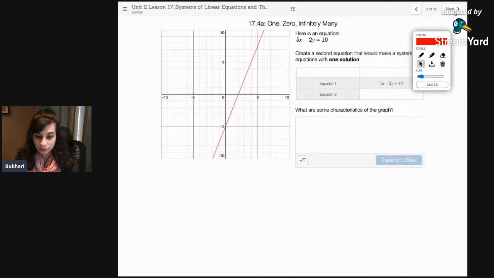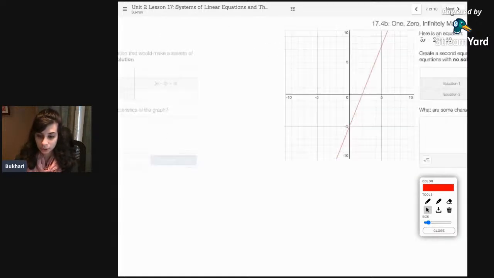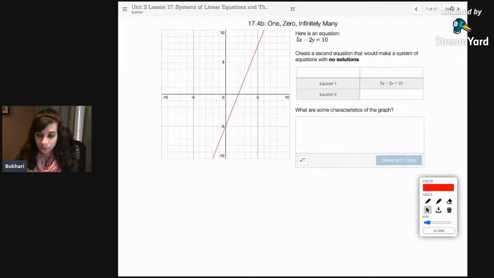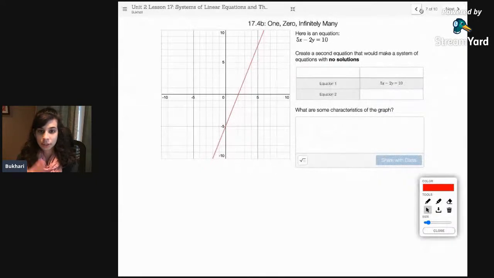Last but not least, in 17.4, you want to create a system of equations with one solution and talk about what you notice. Try to create a system with no solutions and see what you notice, and create one with infinitely many. Remember, when your graphs intersect, that means that there is a solution because it intersects at that point. So talk about what are some characteristics of the graph that has no solution, what are some characteristics of the graph that has infinitely many solutions, and what do you notice?